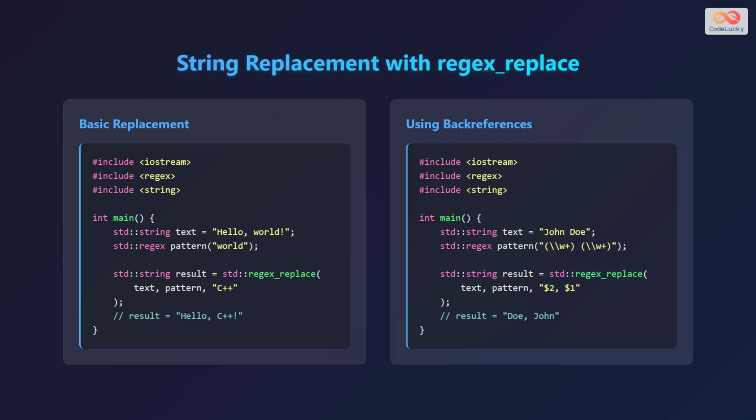Define a regular expression pattern to match the word "world". Use std::regex_replace to replace "world" with "C++" in the text. The result will be "hello C++".